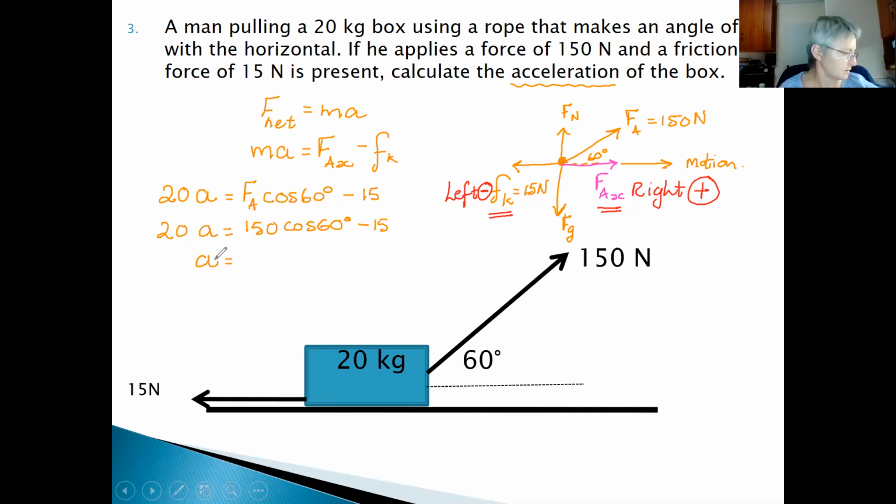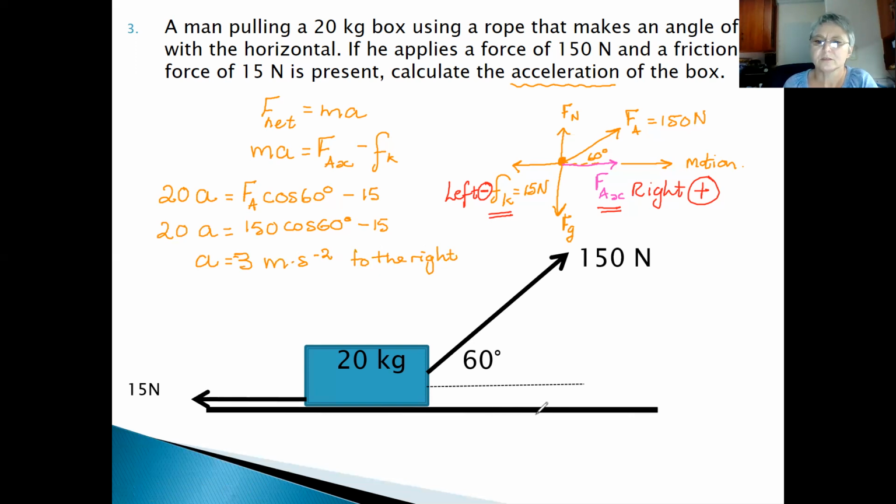If you do your simple mathematics in this case, just looking for my calculator. You should get the answer. 150 cos 60 for the component of the applied force minus 15. That should give us the product of 20a, and divide 20 into that, we get an acceleration of 3 meters per second squared. Because it's a vector quantity, we need to include the direction, to the right.